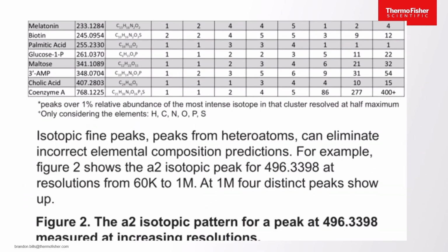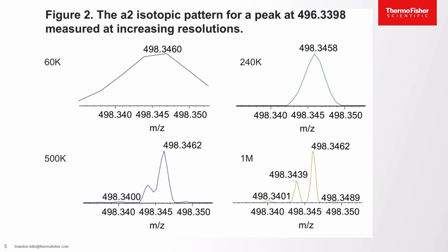Take, for example, this compound at 496 m/z. If we look at the A2 cluster, we find at 60K and 240K resolution, we don't have any isotopic fine information. We just have everything averaging together. We get up to 500,000 resolution, we can see at least 3 peaks, plus we've got a bit of a shoulder on that middle peak that can give us quite a bit of information on the isotopic pattern. But once we get to 1 million resolution, we can clearly see 4 peaks resolved here. I'll point those out now.